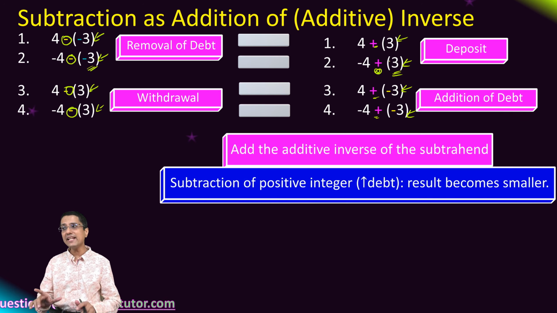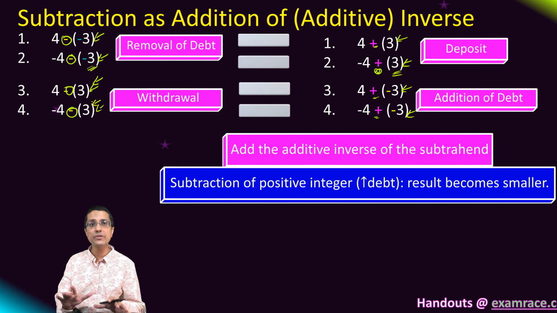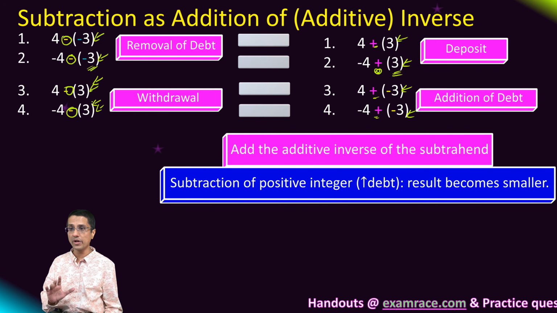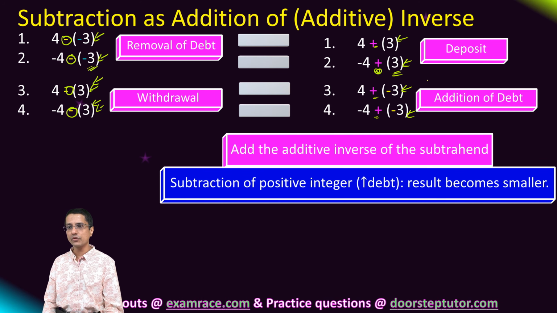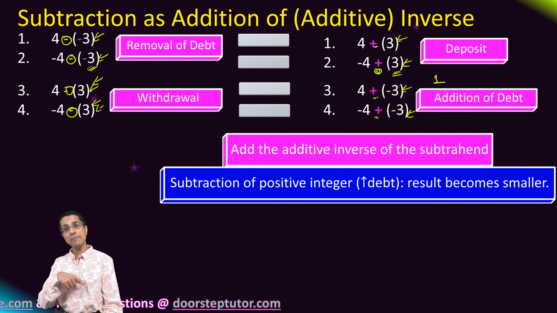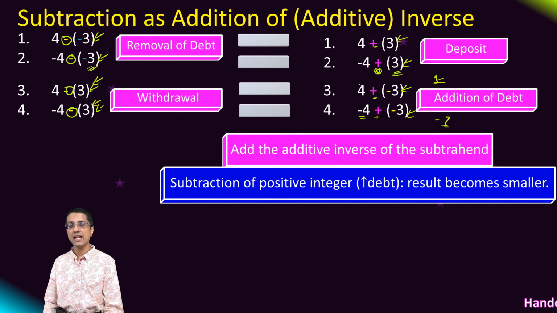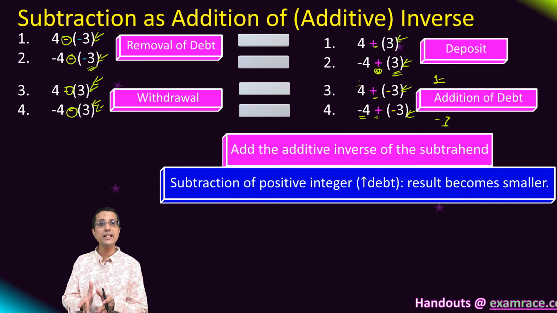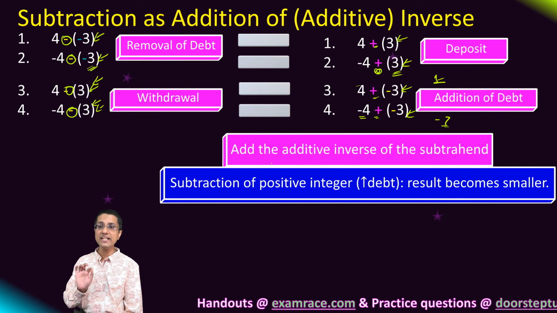If I am subtracting a positive integer, my result would necessarily 100% be lower, and we can verify that. So for example, here I am doing 4 minus 3, so my result would actually be 1. This is minus 4 minus 3, so I am taking on more debt, so my result would be minus 7. So this minus 7 is less than minus 4, and this 1 is actually less than 4. Both 1 and minus 7 are more towards the left than the operand that we started with in each case.